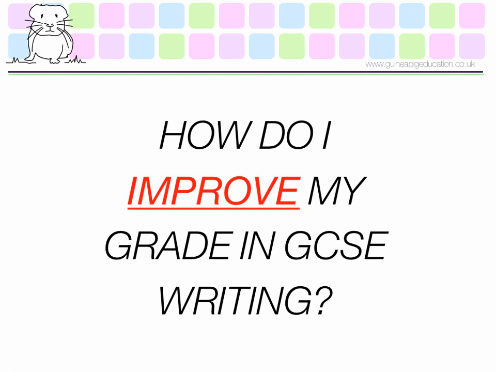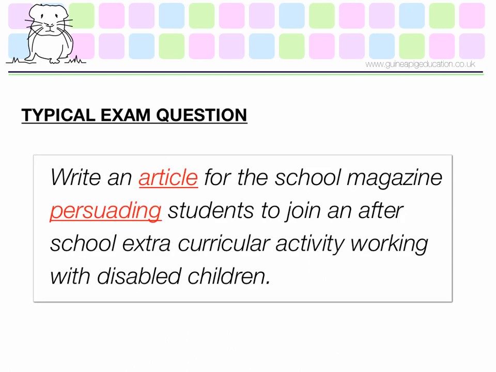So how can I help you to improve your grade in your GCSE writing task this summer? The best thing to do is to look at a typical writing task exam question that you're going to be presented with. So here is one of those. Write an article for the school magazine persuading students to join an after-school extracurricular activity working with disabled children. Now at first glance this may seem like a fairly simple question, one you probably could have tackled years ago, but it's important that you identify what the examiner wants.